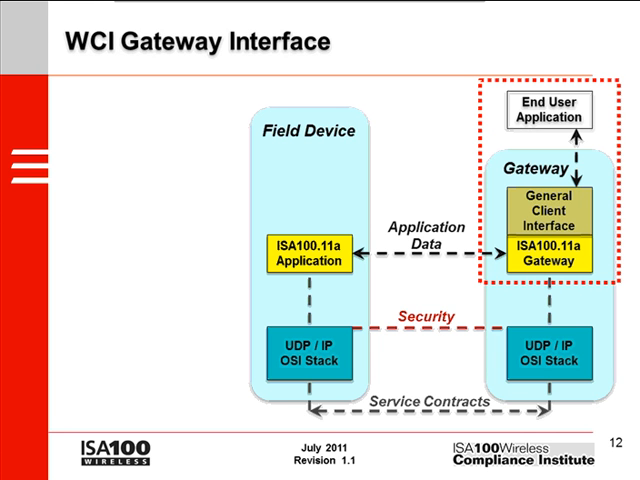ISA100 itself includes a lot of material about gateways, but that information takes the form of general recommendations. WCI has built upon these recommendations into a specification of exactly how the interface shall operate. We expect ISA100 system suppliers to support this interface so that an end-user application can write one application that will talk to any gateway.